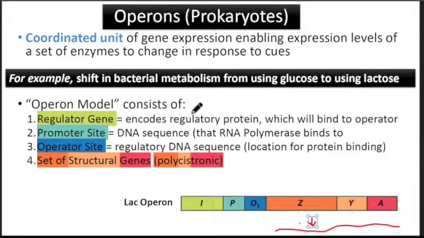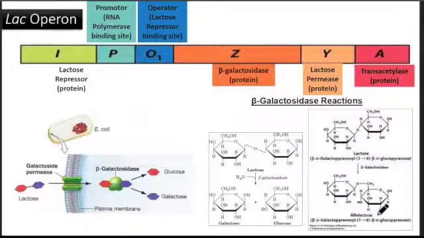So there's a regulator gene, which encodes a protein which will bind to the operator. There's a promoter site, which binds RNA polymerase. And then there are structural genes. Polycistronic means that one messenger RNA will contain all three transcripts. So here it is again. And so now specifically what we're looking at for these structural genes is beta-galactosidase, lactose permease, and transacetylase.